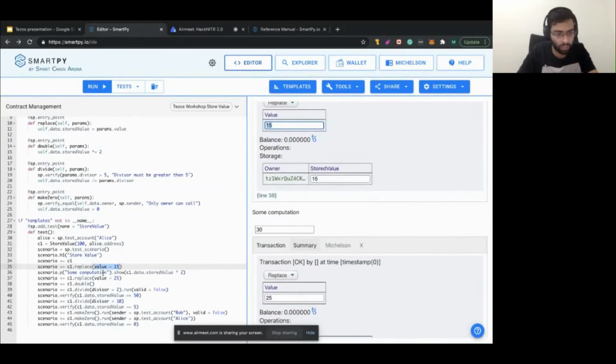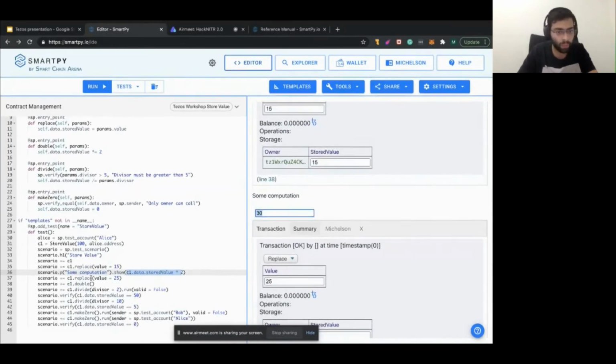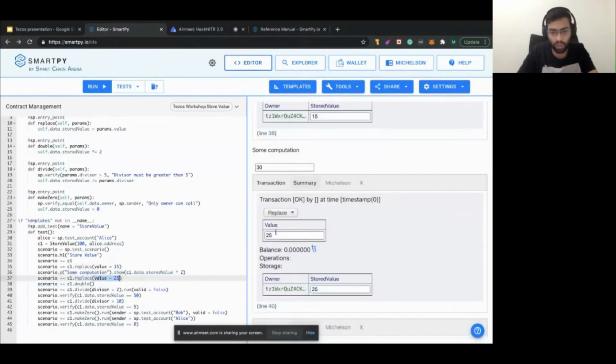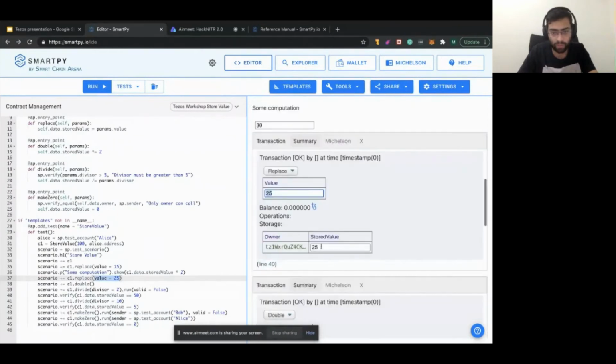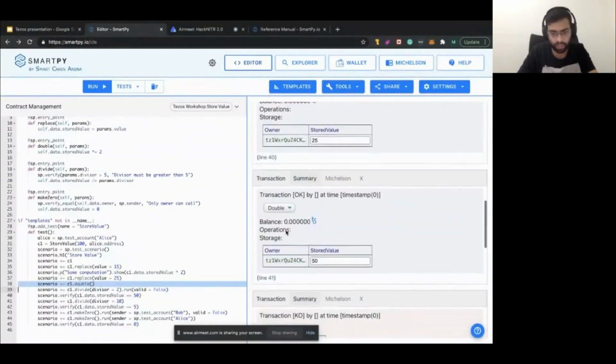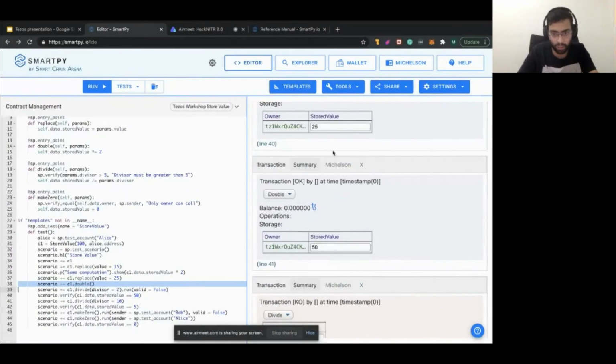After that, we did some computation. So some computation is here, and we just multiplied the value by 2, and we showed it. So the value is 15 into 2, 30. Then we replaced the value by 25. So you can see the replace call was called, the value was 25, and boom, it's 25 now. Then we doubled the value, right? So you should see a double function here. Exactly. There is a double function here, and it doubled the value. So now it's 50, right?